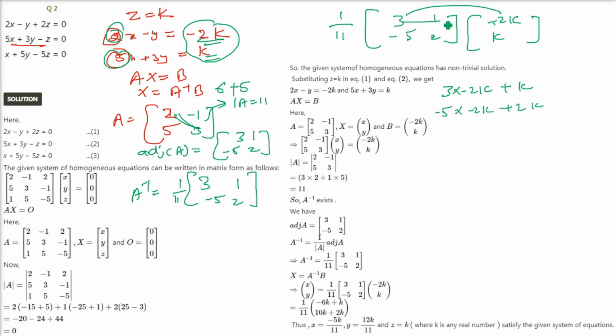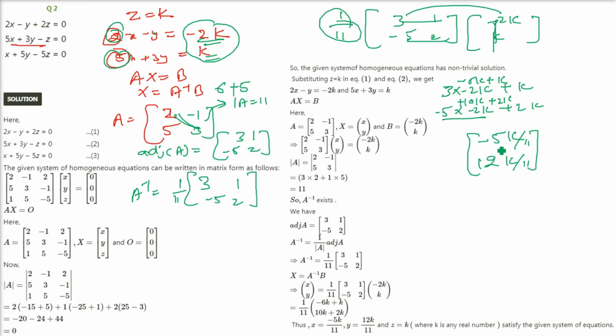So what do we get? 1 by 11 is already there. So it is going to be minus 6k plus k, and minus 6k plus k is negative 5k. This is going to be 10k, 10k plus 2k is 12k. So it is going to be 12k, and we already have an 11 outside, so let me take this 11 inside in the division. So minus 5k by 11 is x, and 12k by 11 is y. So let me write x and y again. Minus 5k by 11, y is 12k by 11. What is z? Z is going to be k. Okay.